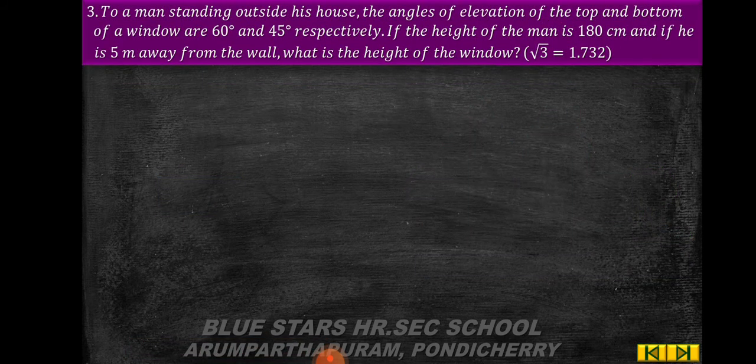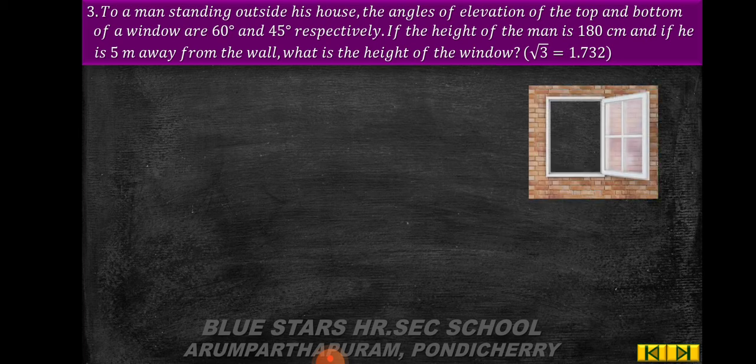Problem number 3. To a man standing outside his house, the angles of elevation of the top and bottom of a window are 60 degree and 45 degree respectively. If the height of the man is 180 centimeter and he is 5 meter away from the wall, what is the height of the window? We know the root 3 value is 1.732.